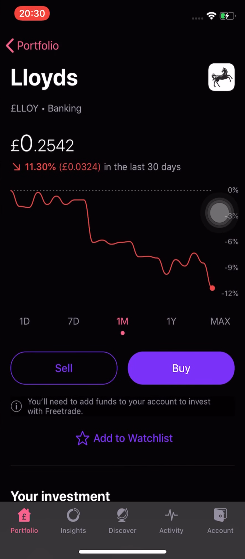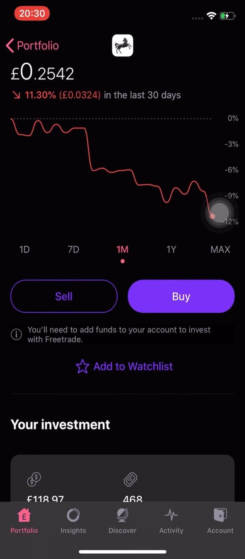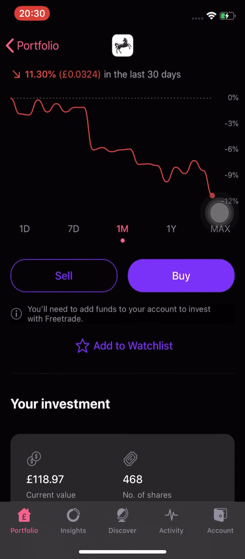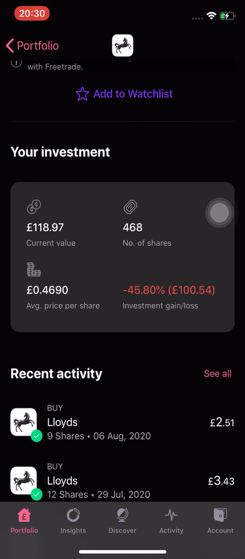Lloyds, again, has not been doing too well. Boy, that watch list is annoying. So that being said, with Lloyds, it has had a bumpy month as well. Over the last month, it's down 11.3%. It is continuing to drop. Before the pandemic, it was around 60p, and now it's down to 25. So that's just over 50% drop.